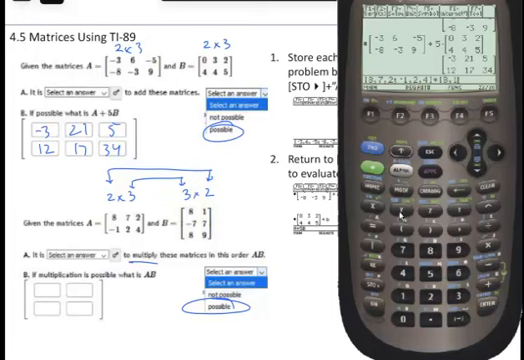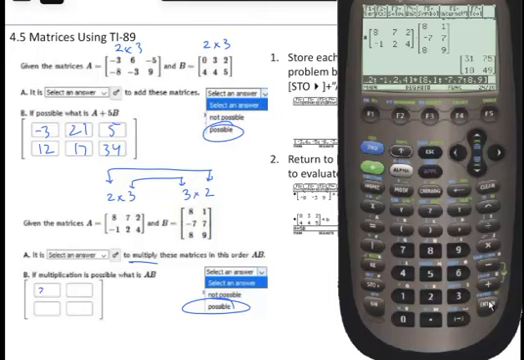So 8, 1 here, jump to the second row, -7, 7. Jump to the third row, 8, 9. Close off our bracket. So that ends the second matrix, B. And when we hit enter, we get our solution, which is 31, 75, 10, and 49.